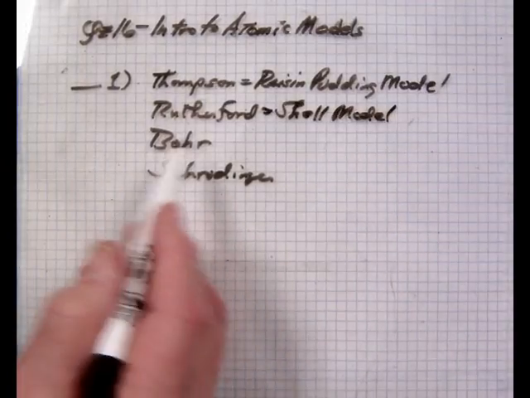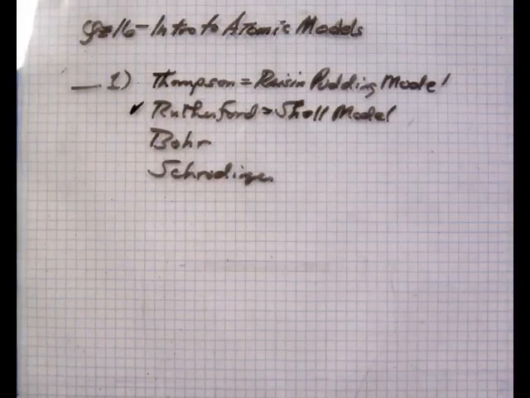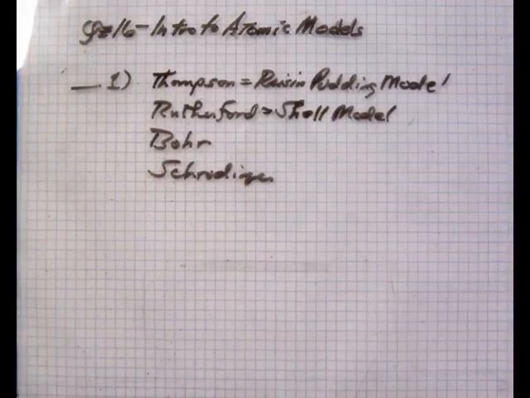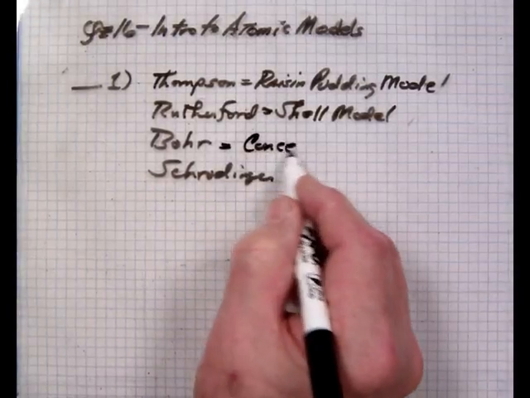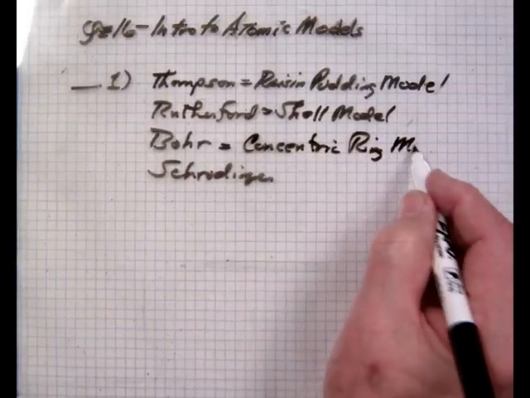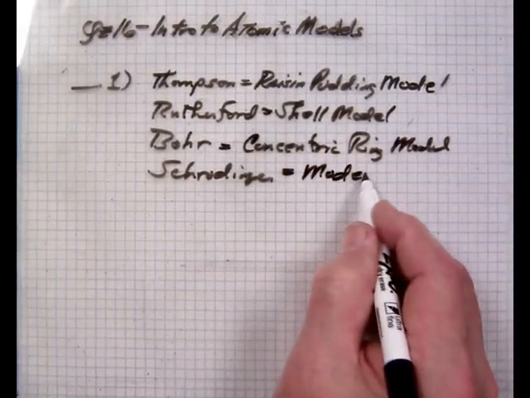One question you'll see quite frequently, not just from me, but in general exams, is who was the first to propose a two-part atom. Now, that's significant. And so Rutherford was the first to propose a two-part atom. So keep that in the back of your mind, not just for this exam, but for the future. Anyway, Bohr had the concentric ring model. And Schrodinger is the modern quantum model.